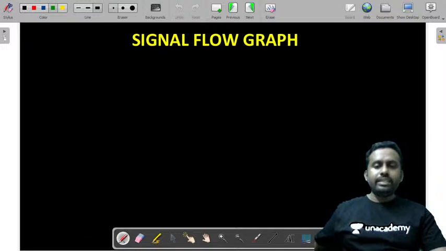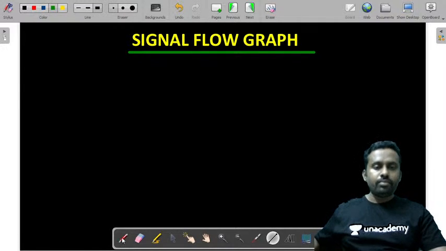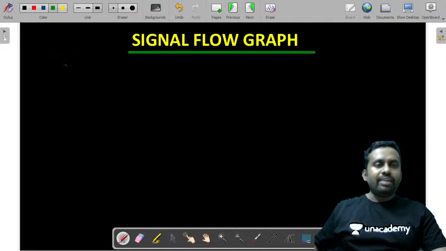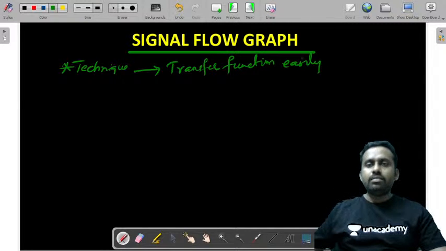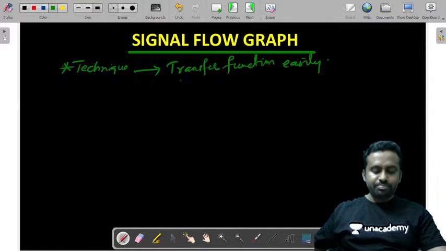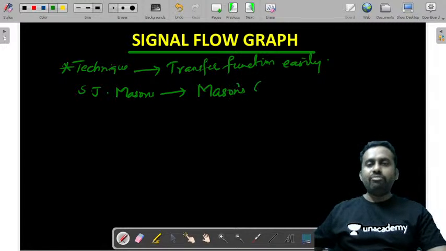Let's see what a signal flow graph is. This signal flow graph is a technique to determine the transfer function easily. You can determine the transfer function of a system very easily by using a signal flow graph. This was proposed by S.J. Mason, so we call it Mason's gain formula.